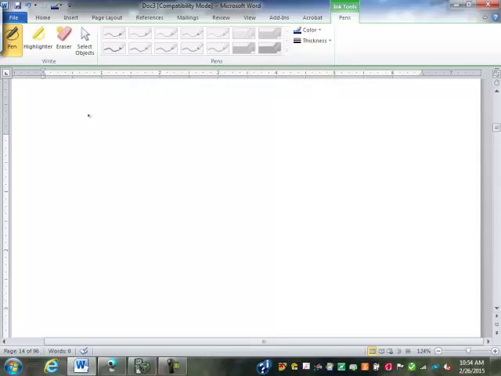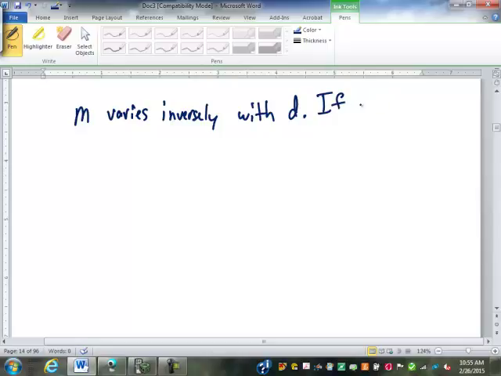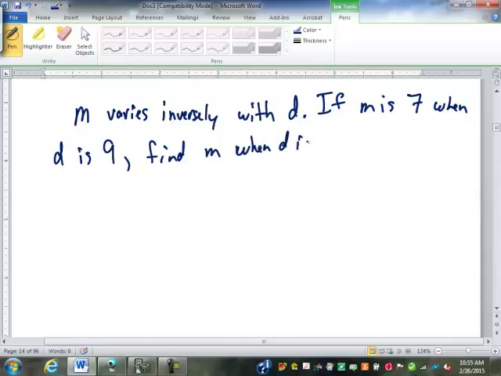So let's take a look at some examples. Let's say that we tell you that M varies inversely with D. We'll just go the whole route here. If M is 7 when D is 9, find M when D is 3.